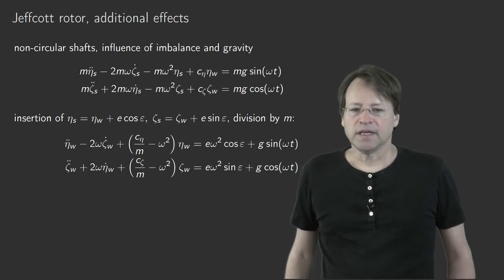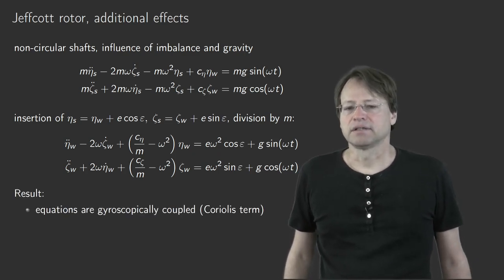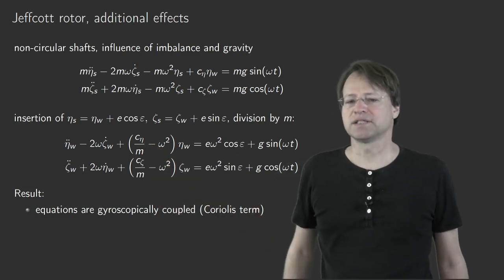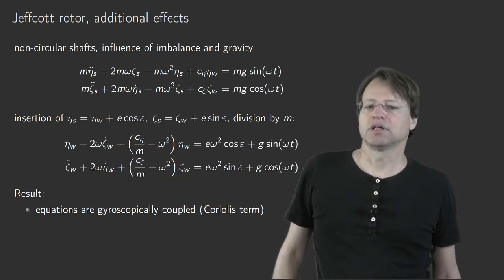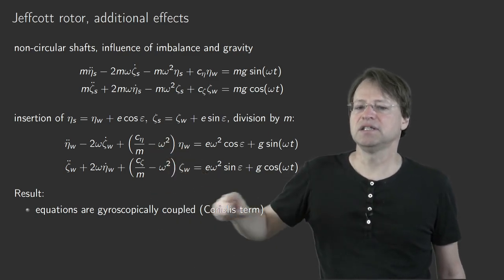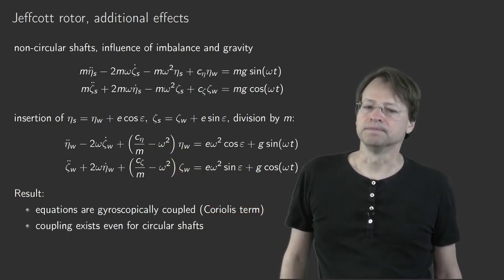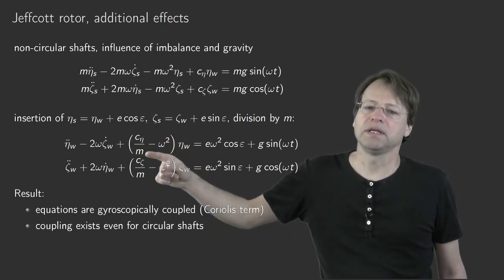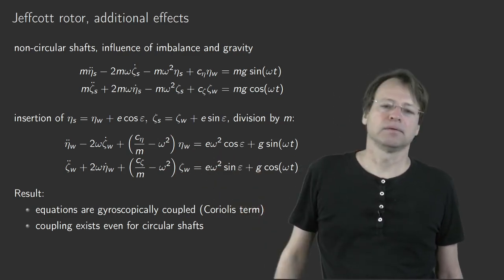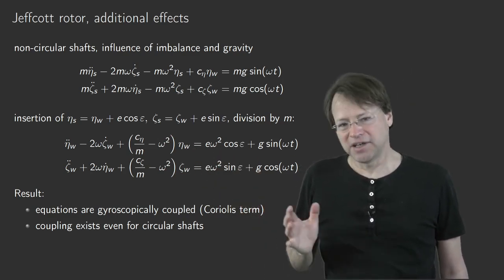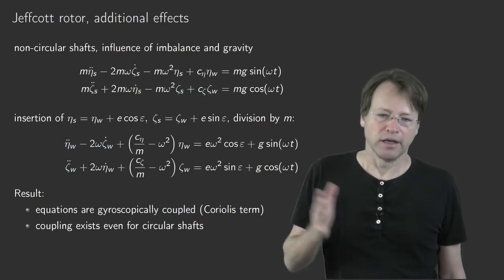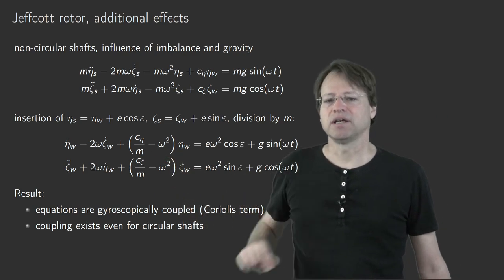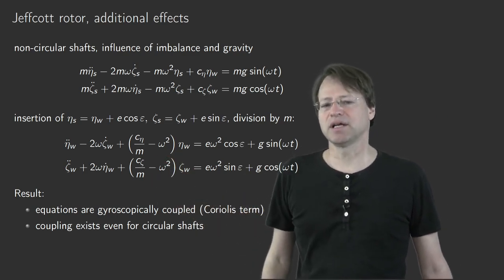So, let me remind you that these equations are gyroscopically coupled, and that coupling also exists in the case of a circular shaft, if you replace c eta by c and c zeta by c. What you can see here is something that, as we will show later on, is a candidate at least for a resonance. At the moment it would be a candidate, I would say, for a natural frequency, c eta by m, and the second candidate would be c zeta by m.